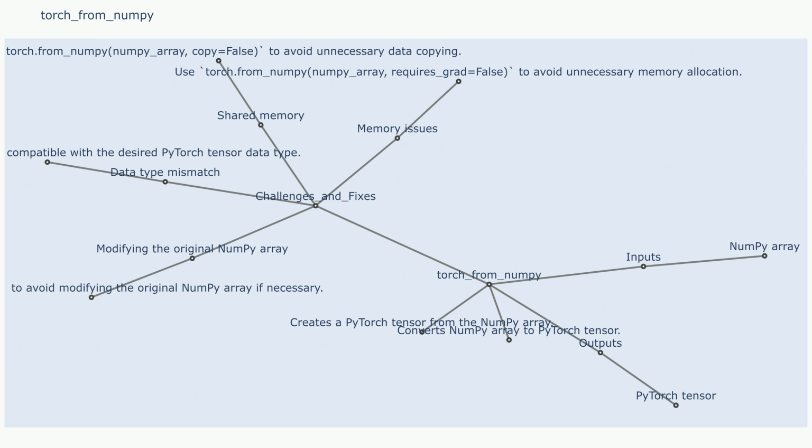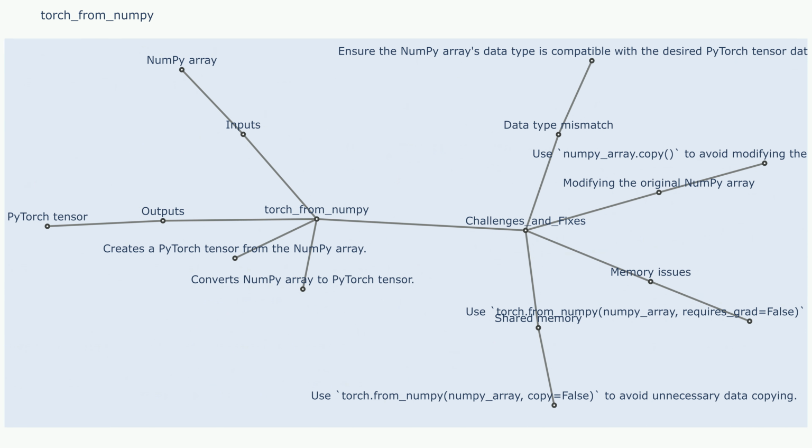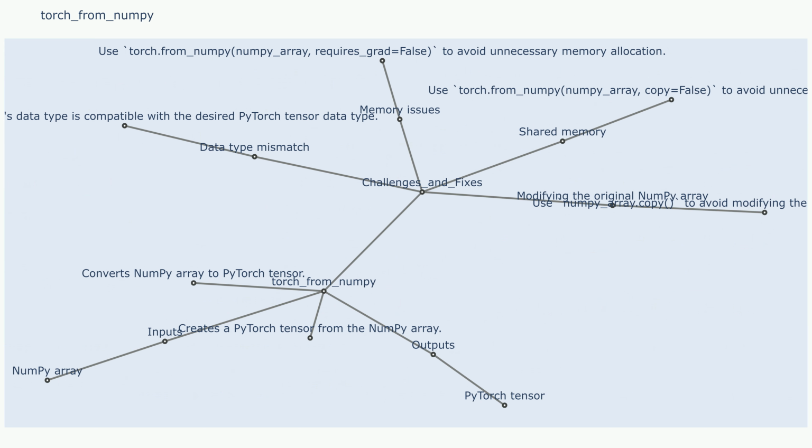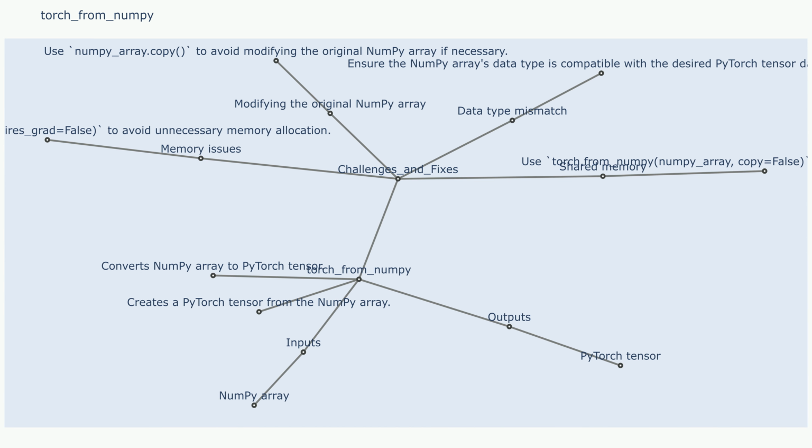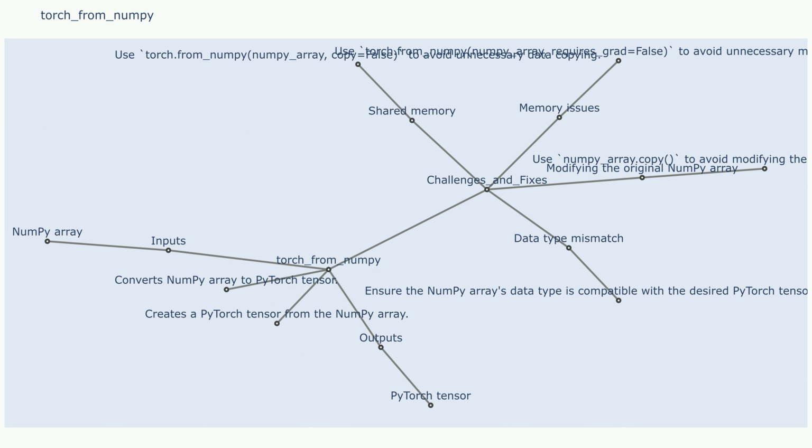Challenges and fixes. Challenge 1, data type mismatches. If the input NumPy array contains data types that PyTorch doesn't support directly, e.g., complex numbers, the conversion may lead to unexpected behavior or errors. Sample use case: you might encounter issues if the NumPy array contains complex numbers and you attempt to convert it into a PyTorch tensor without specifying the appropriate data type.